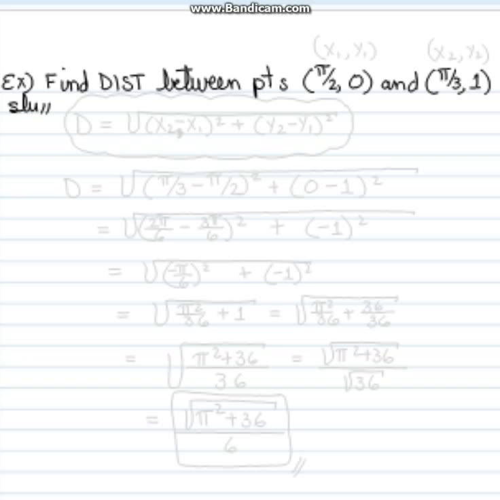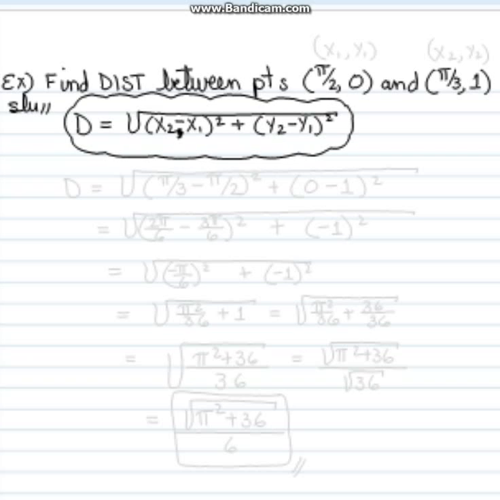And the second ordered pair, (x, y), is pi over 3, comma, 1. Now, to find the distance between these 2 points, we're going to apply the distance formula. D equals the square root of (x sub 2 minus x sub 1) squared plus (y sub 2 minus y sub 1) squared. So the difference between the x's squared plus the difference between the y's squared, and then take the big square root. Now, (x sub 1, y sub 1) is the first ordered pair, and (x sub 2, y sub 2) is the second.